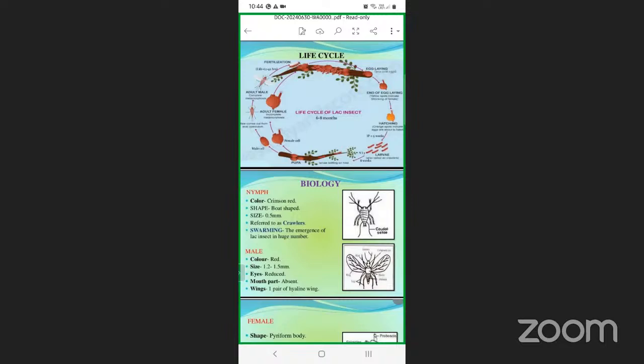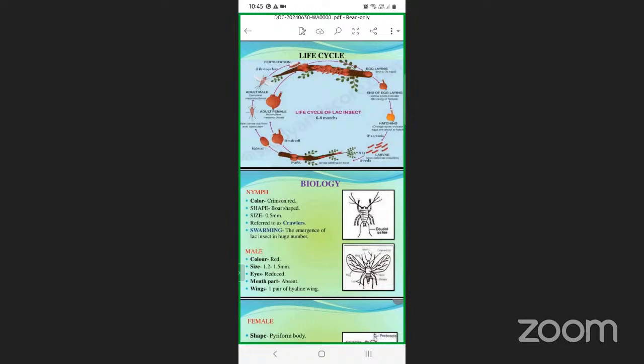So we will also discuss the life cycle of lac today. Among the species of insects, of which we find about 10,000 and above all over the world, some are harmful and some are beneficial, which provide us useful products. Among those, one is the lac insect.